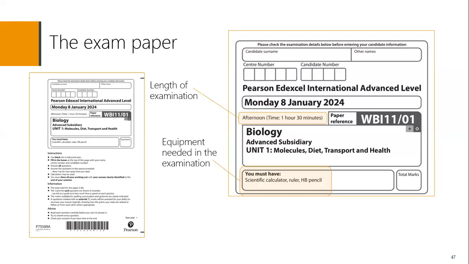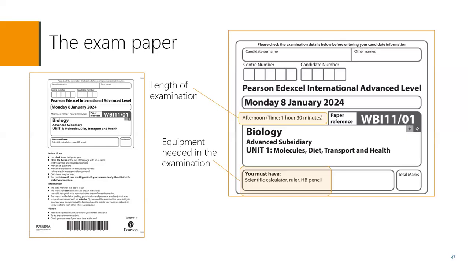This is what the examination paper looks like. There are 6 papers for the IAM qualification. Now, this is the front cover of a Unit 1 examination paper. So the top half provides paper details and space for candidates to enter their details.